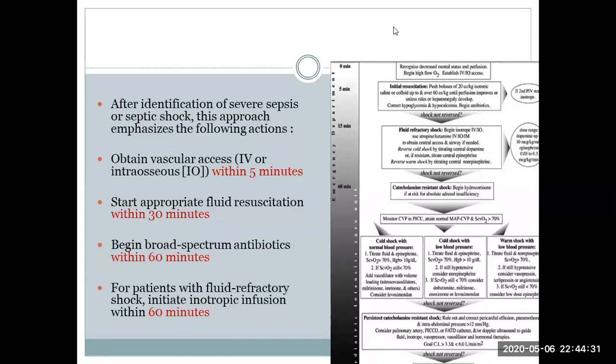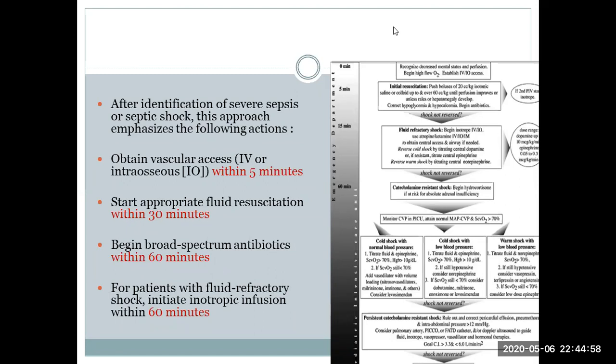For a patient with fluid refractory shock, initiate inotropic support within 60 minutes. Okay. We'll go to the guidelines and I will tell you the differences, but this is what we depend on. Within the first 5 minutes, at time zero, you will identify. Within the first 5 minutes, lines should be inserted: 2 peripheral lines, large cannulas, 1 for extraction, 1 for resuscitation. Fluid resuscitation should be started within the first 30 minutes.